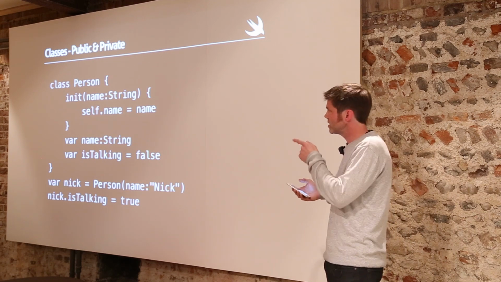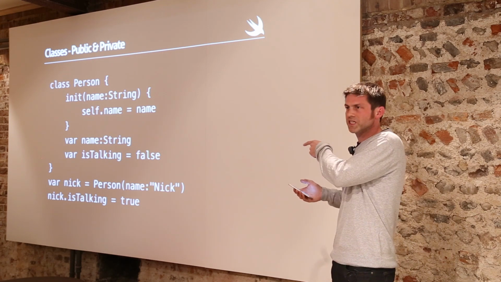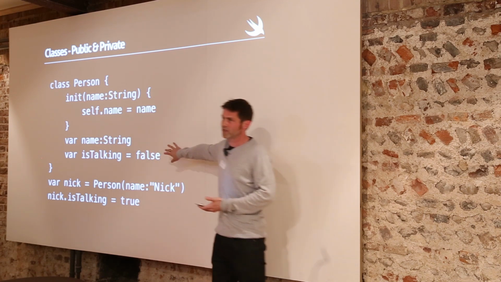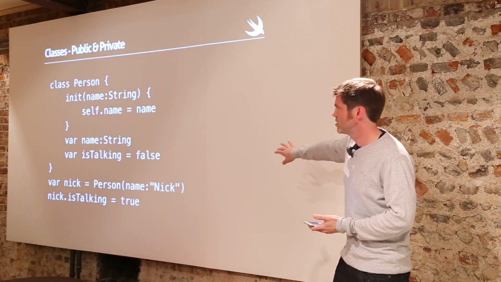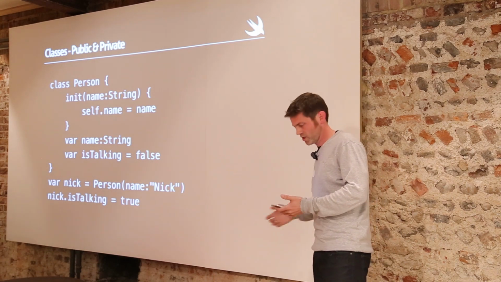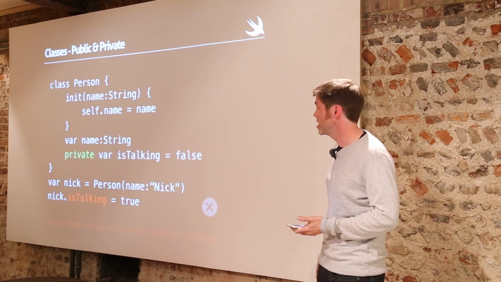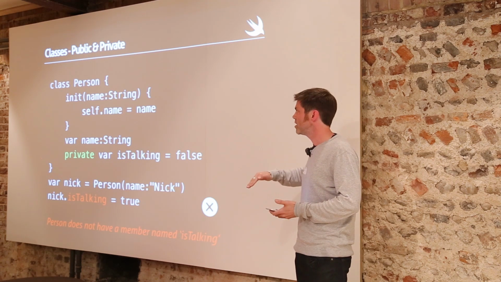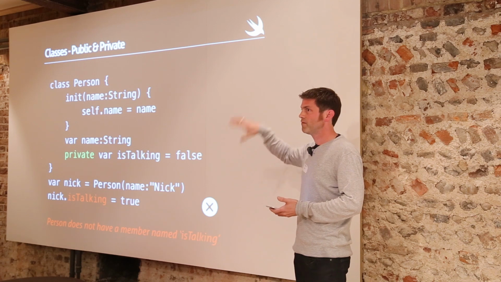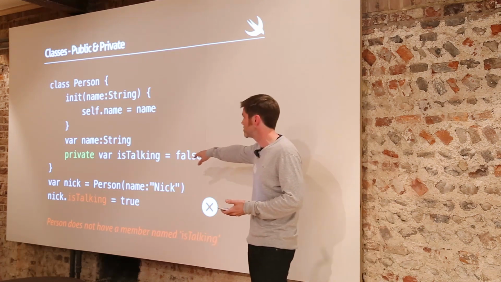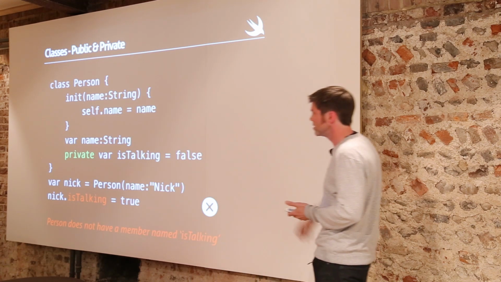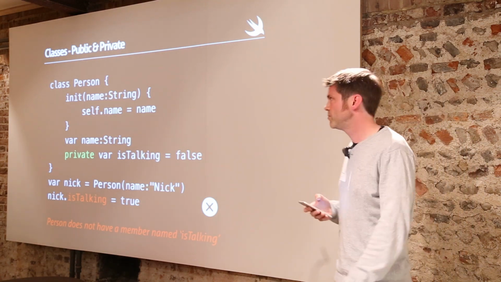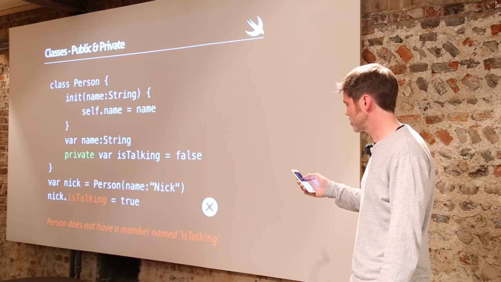Every property that we add with this very base level syntax is public. So by default, everything's public. So we can access name, we can access is talking from our app delegate or anywhere else. If we optionally want to start creating a private interface, like we might have within our implementation file of an Objective-C class, we add the private keyword, and then is talking is no longer accessible from outside of this class.